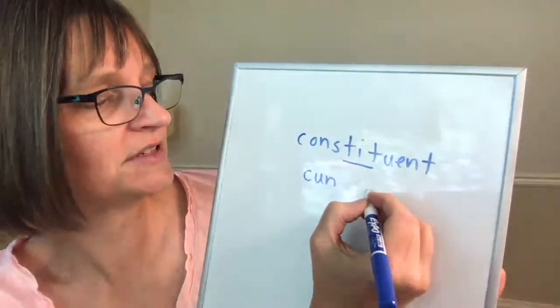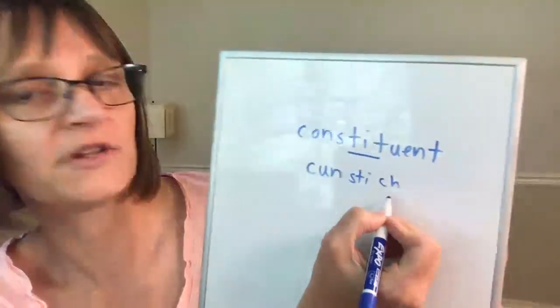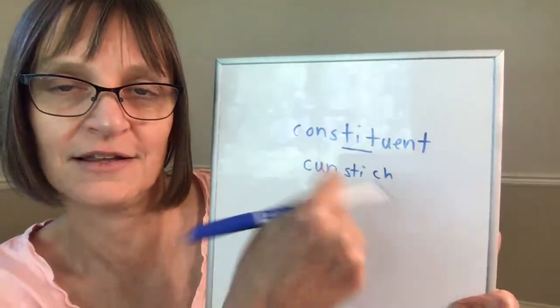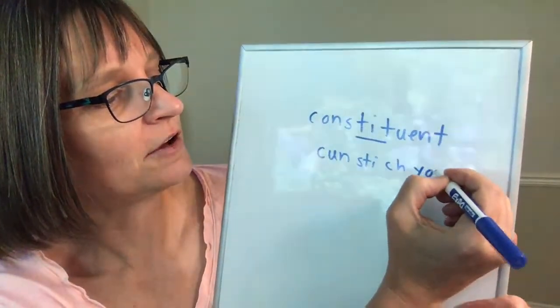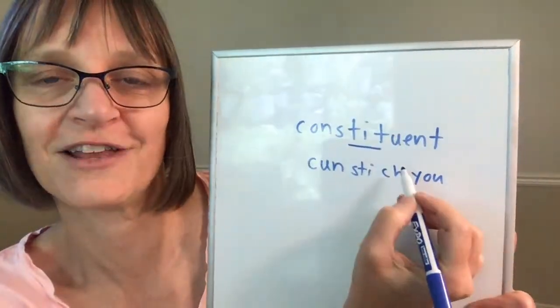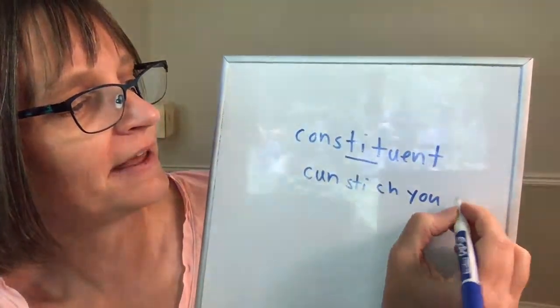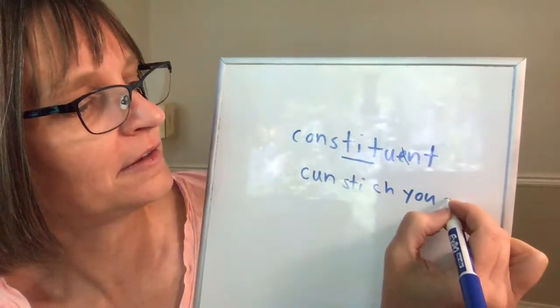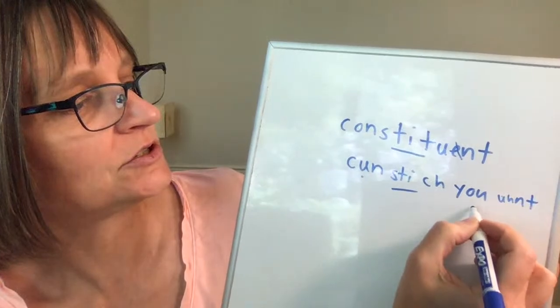This T is going to sound a little bit more like a CH. So thinking about maybe the word stitch, like a needle and thread stitching, constitch, then your letter U says you in this word, uant. And then not much vowel here, a little bit of a schwa maybe, and an NT. Constituent.